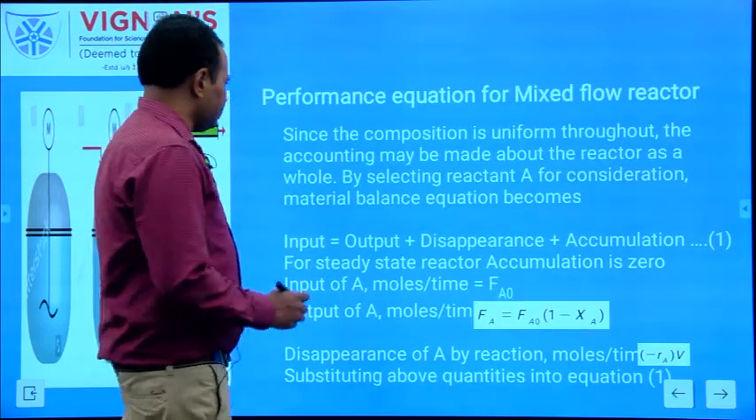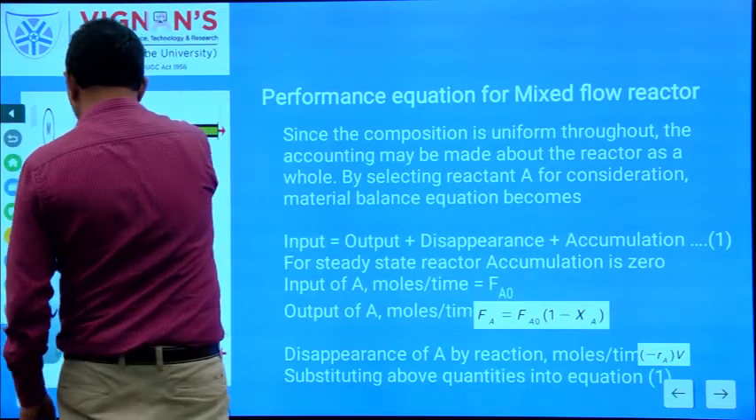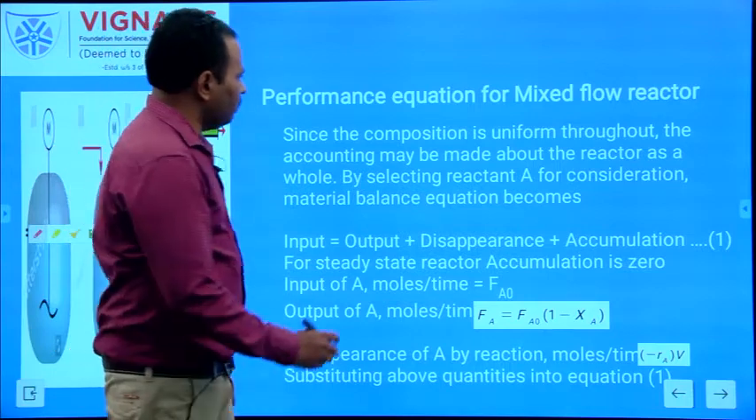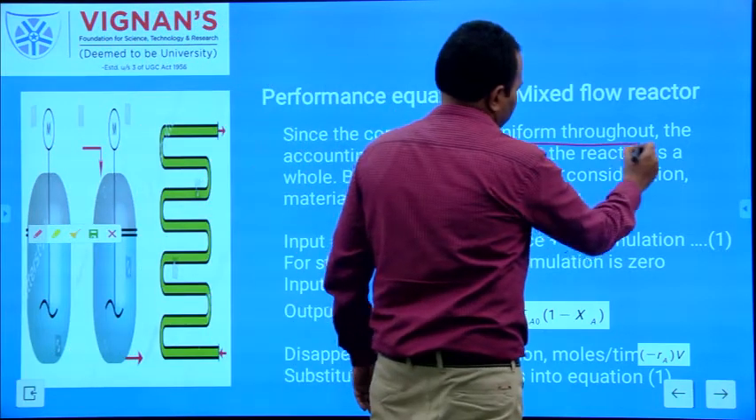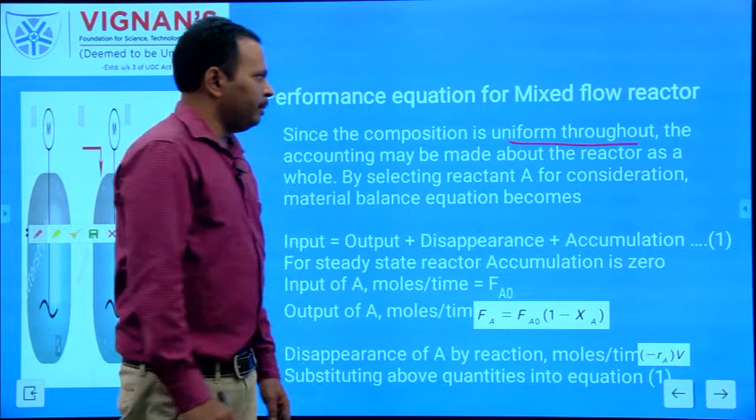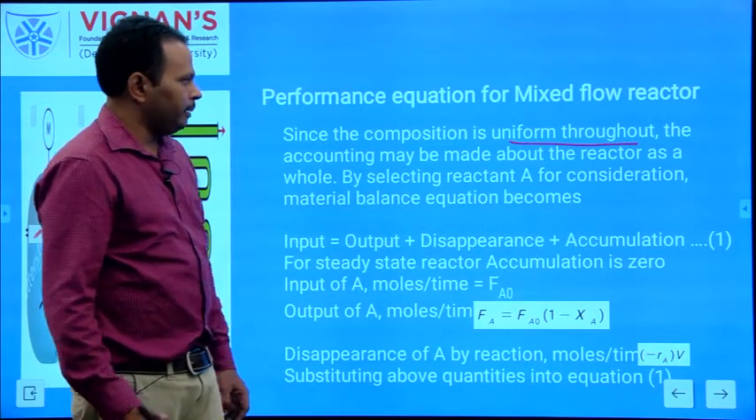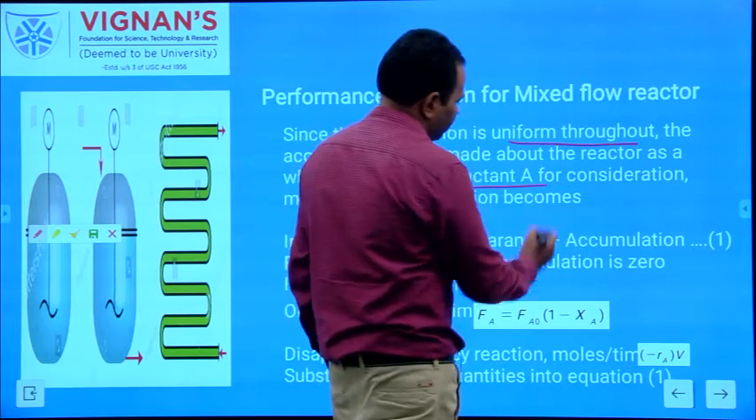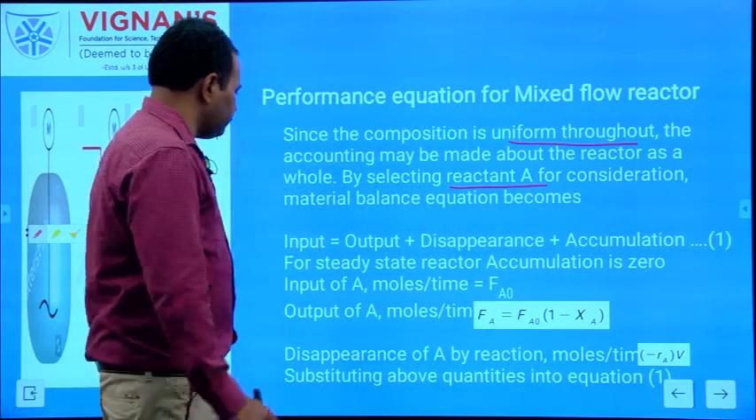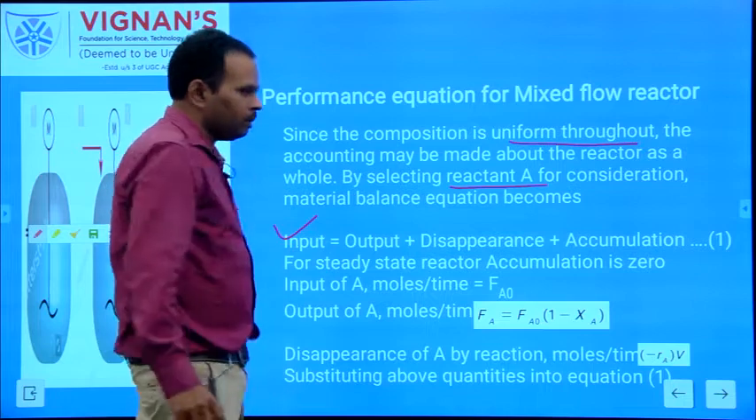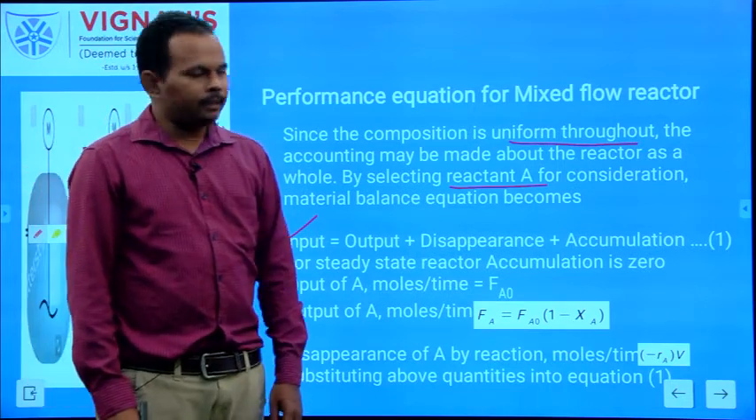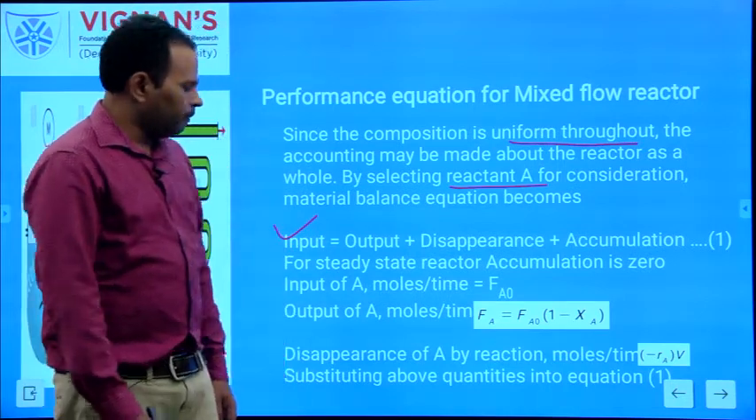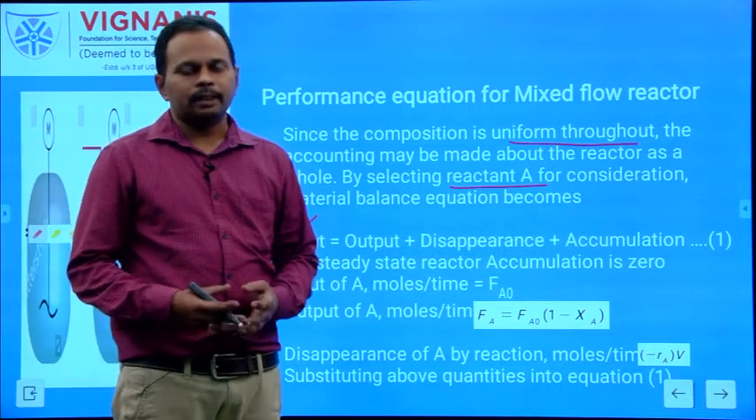So the performance equation for MFR. Here the composition is uniform throughout. This accounting may be made about the whole reactor. So the material balance equation is directly applied to the whole reactor for reactant A. Again, the material balance equation is input equal to output plus disappearance plus accumulation. For steady state reactors, the accumulation is 0.